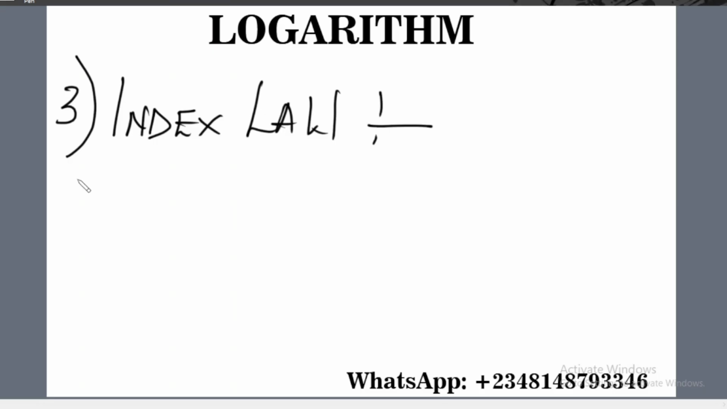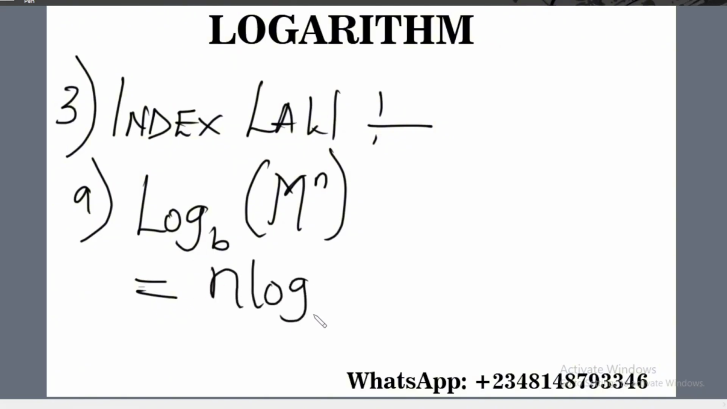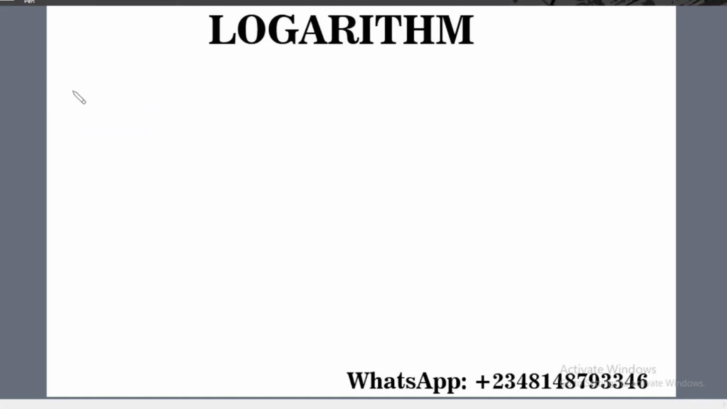Let's take an example. So here we have log m raised to power n to base b. It then becomes n multiplied by the logarithm, which is n log m to base b. The law states that the logarithm of a number with a rational exponent is equal to the exponent times the logarithm.